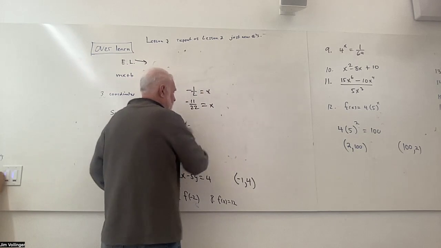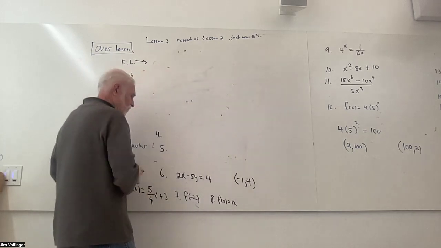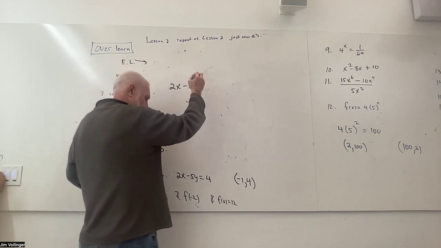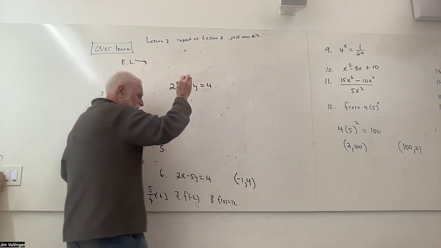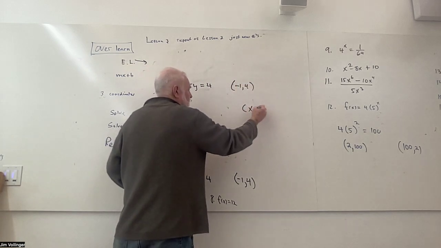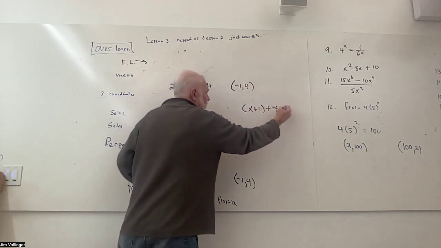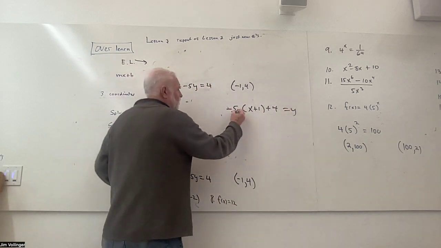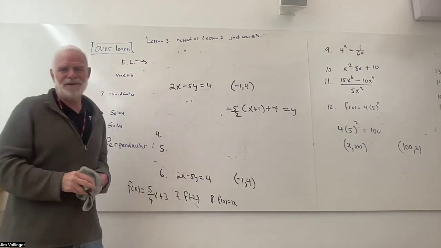Now I want to get a perpendicular to, I'll rewrite this, 2x minus 5y is equal to 4, and I want a perpendicular through -1, 4, which means I'm going to write x plus 1 plus 4 over here for my y values. And I know the slope is -5/2. Why do I know that?